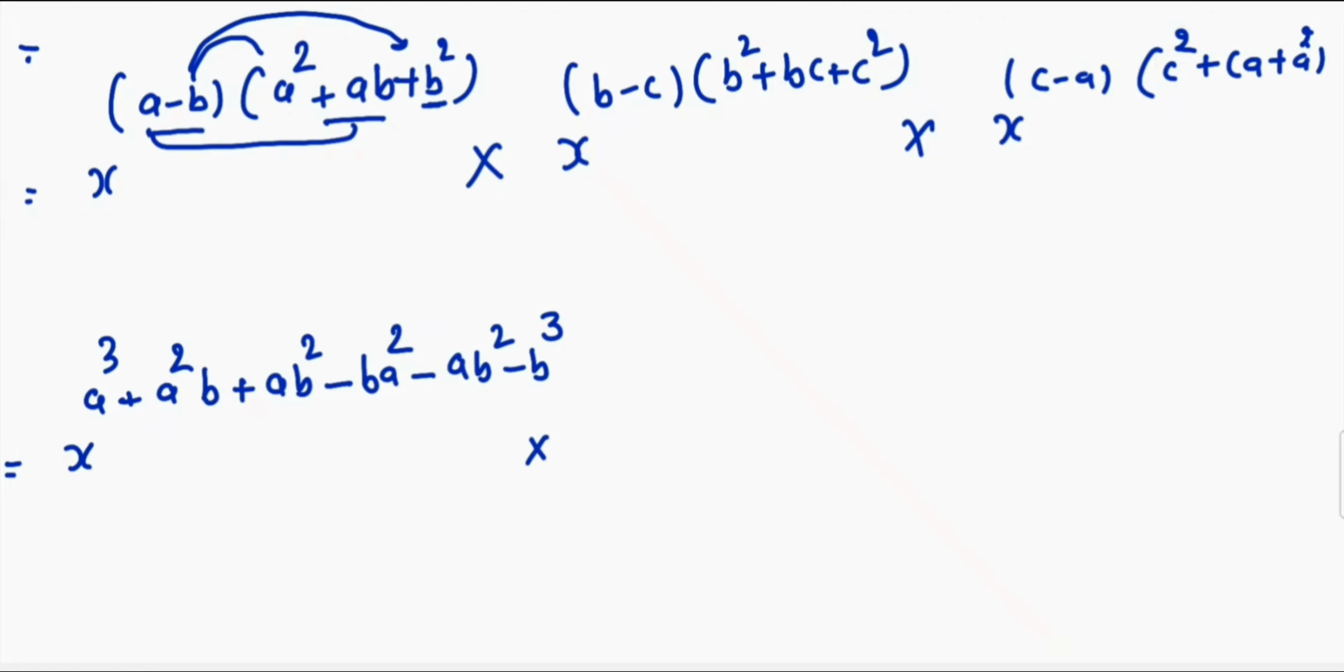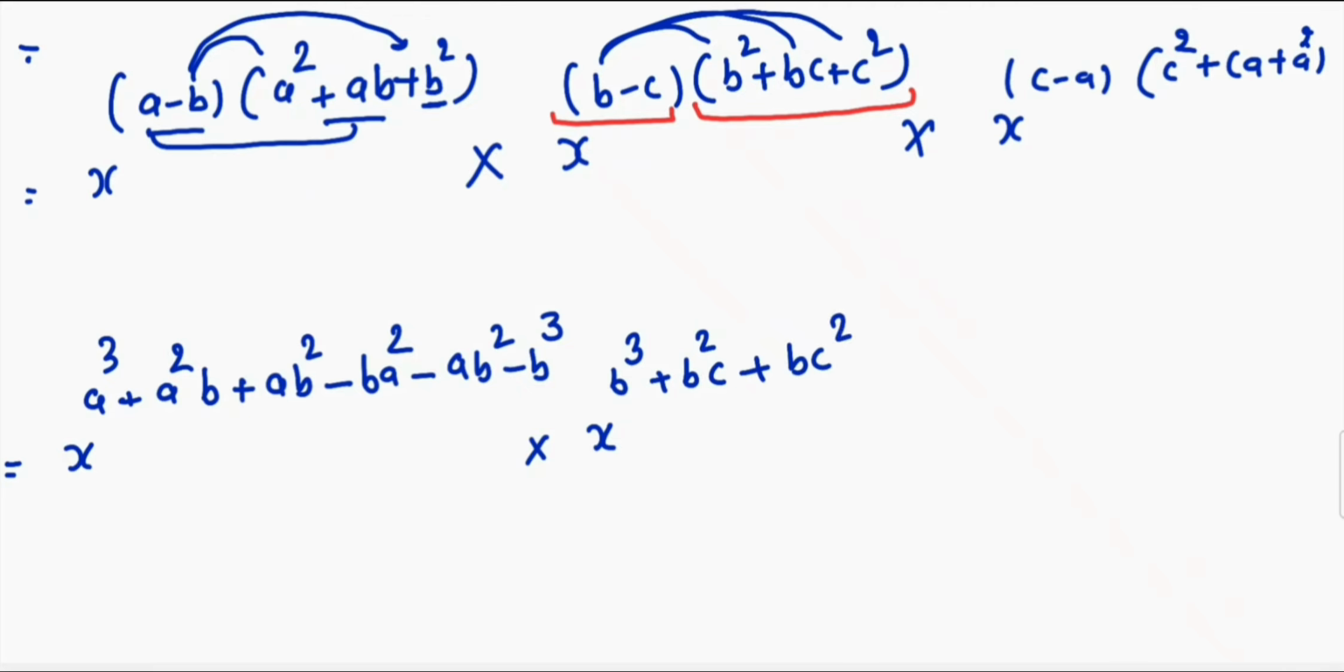Multiplied by, here also I will multiply this b − c with this b² + bc + c². So I will get here x raised to power b³ + b²c + bc², and this. Now I will multiply this minus c with b², I will get minus cb², minus bc², and minus c³.